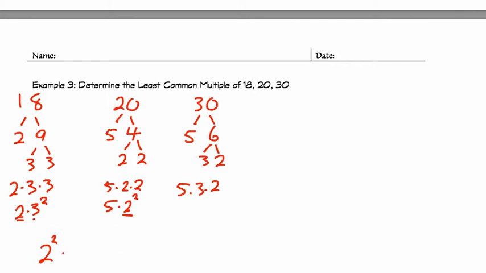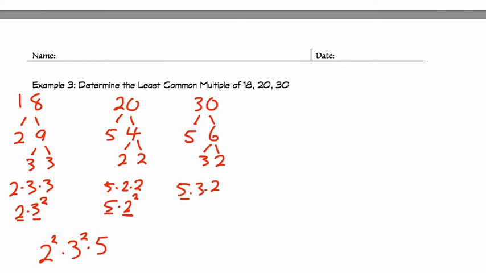Similarly, there is a 3 squared in the 18 and a 3 in the 30, so the highest power is the 3 squared. So there needs to be a 3 squared in our least common multiple. And finally, there is a 5 in the 20 and a 5 in the 30, and the highest power is 1, so the least common multiple has to have a 5 as well.